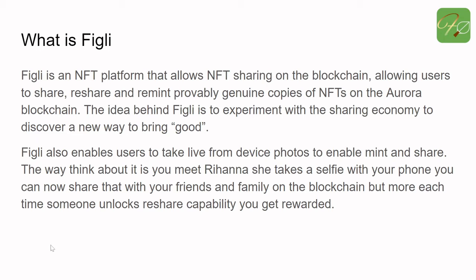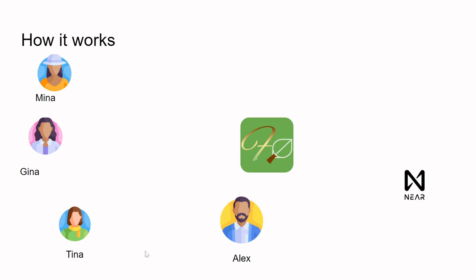A simple example is, you meet Rihanna on the street in London, you take a selfie on your phone, you can now share that with your friends and family on the blockchain and turn that into an NFT. And each time somebody unlocks the capability to reshare with somebody else, you're going to get rewarded. How's that? So how does it all work?